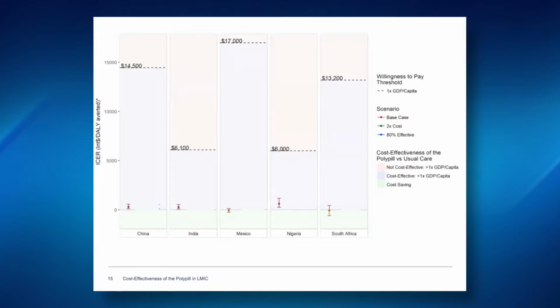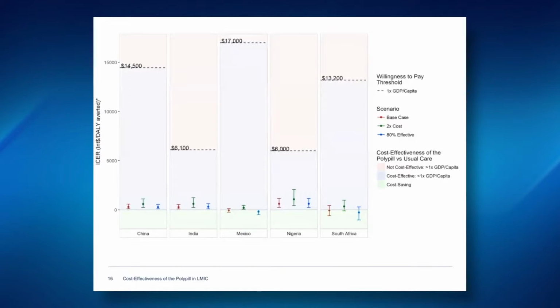Whereas in countries like Nigeria, where there are fewer people getting hospitalized and fewer people getting procedures, it's actually not as cost effective, even though it would still be under the threshold. These are the sensitivity analyses that we did, looking at whether the polypill would still be cost effective if it cost twice as much, and whether it would still be cost effective if it were not as effective as giving the individual medications separately. Our results were pretty sensitive to this, although if you increase the cost of the polypill, it's no longer probably cost saving in Mexico or South Africa.